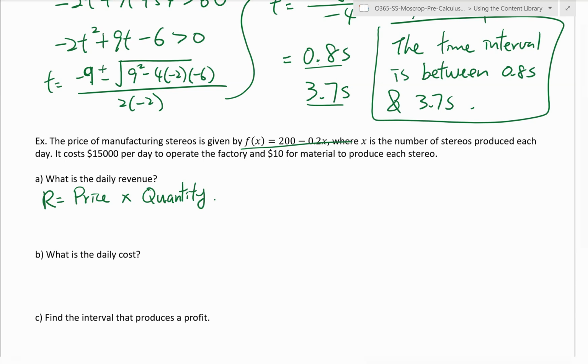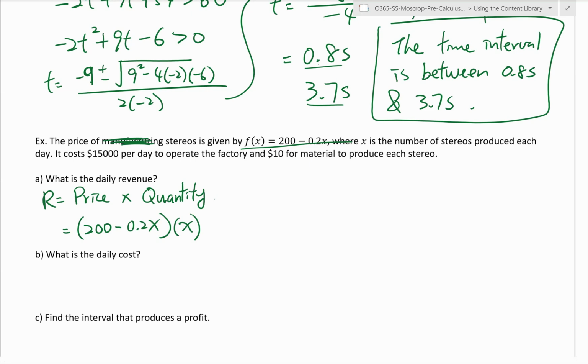So, well, we know the price is given to us, right? The price is 200 minus 0.2x, and the quantity is simply the x. I think there's a typo. You shouldn't say the price of manufacturing stereos. It should just say the price of stereos is given by that formula, okay?